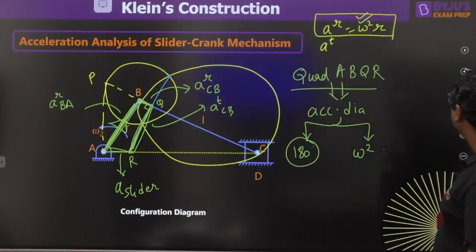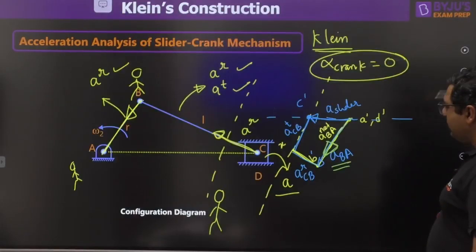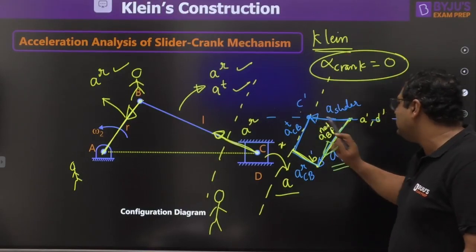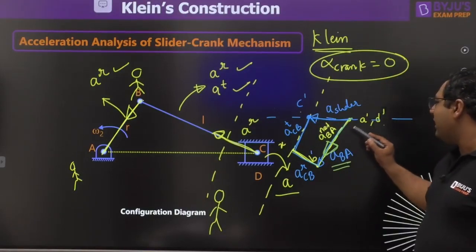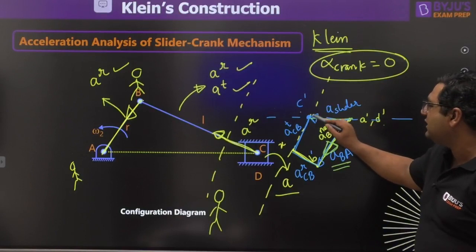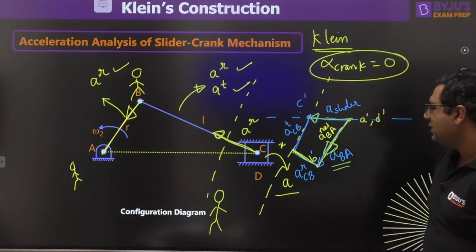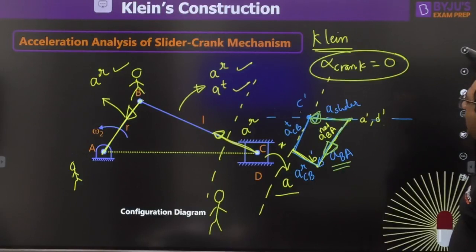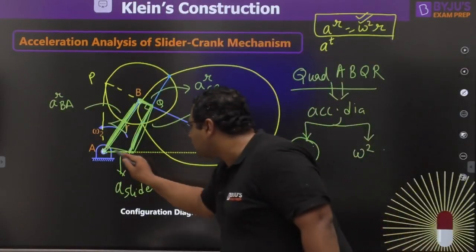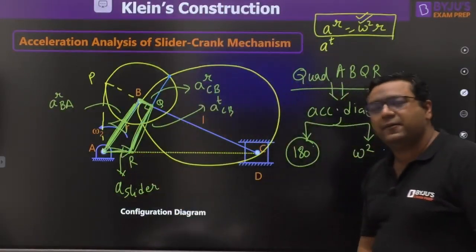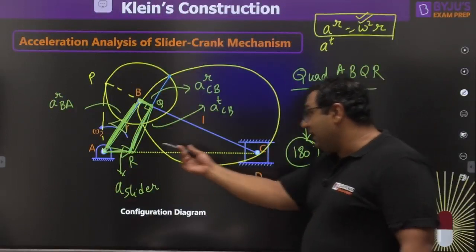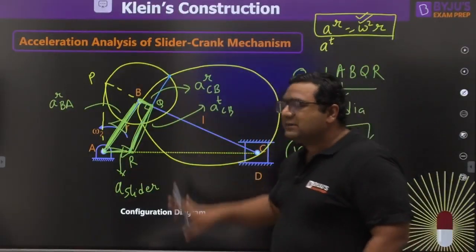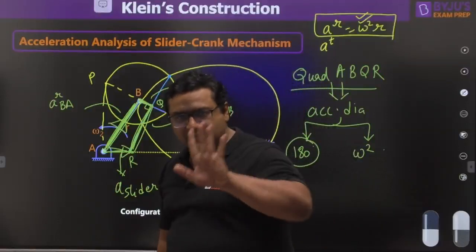If you see the previous diagram, for the acceleration of the slider, this is point C and this is D. If you write the acceleration of C with respect to D, it is going to be like this. But in our diagram, this is the direction of acceleration of the slider, because D and A are the fixed points, you know that. So all the times the things are oriented by 180 degrees, first thing.